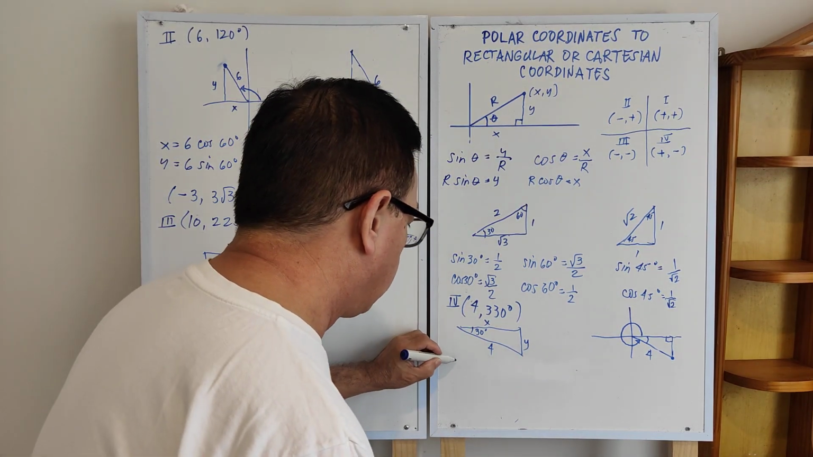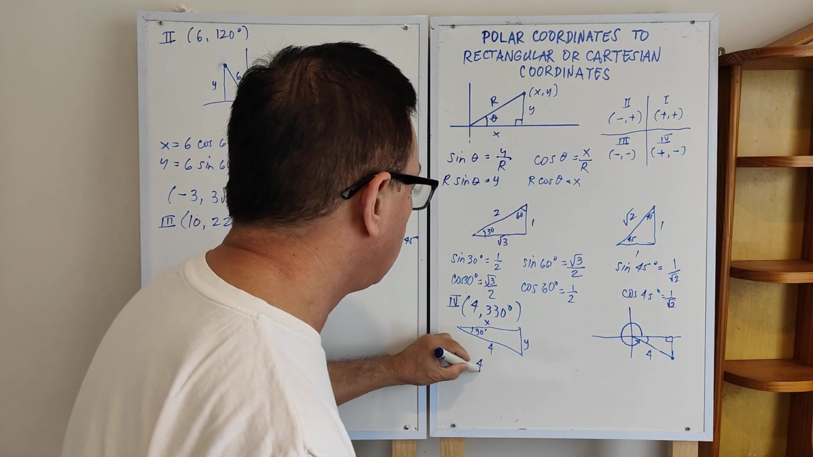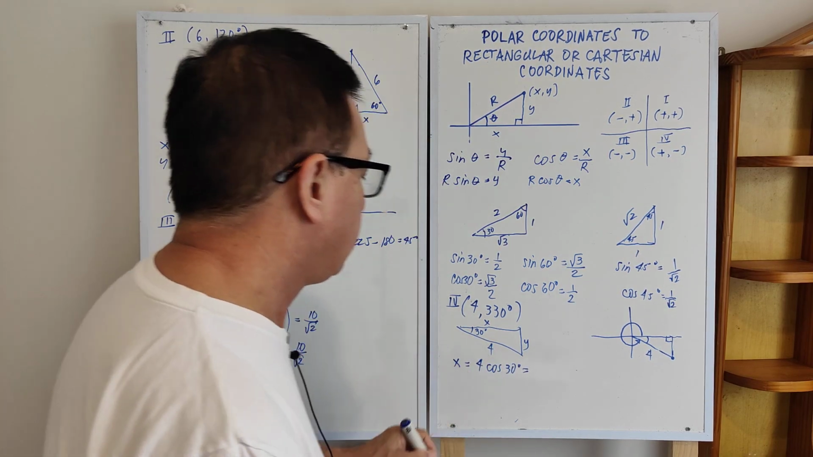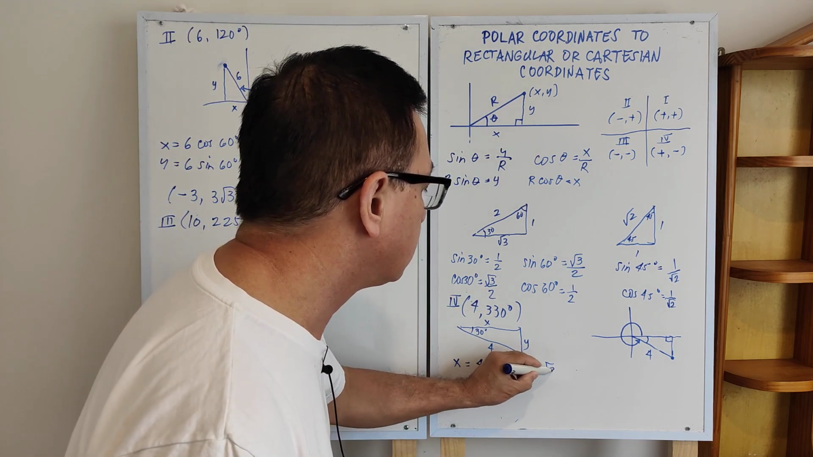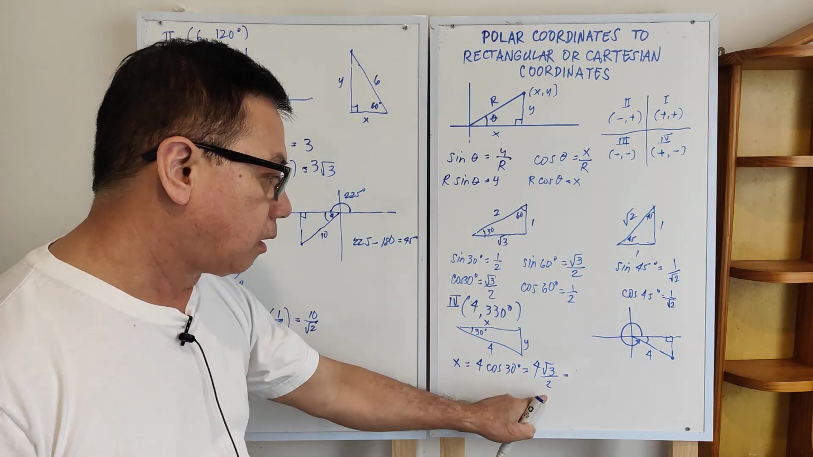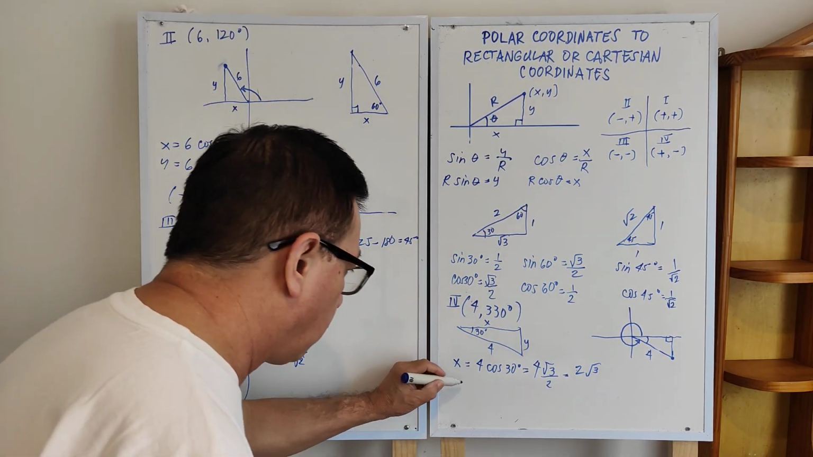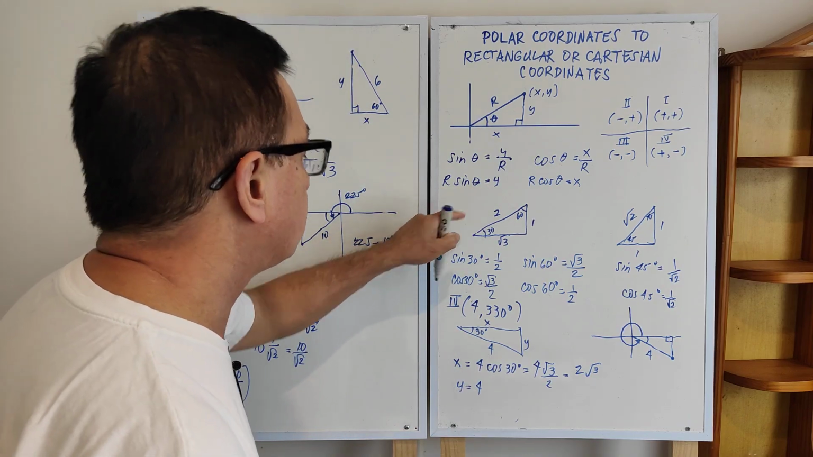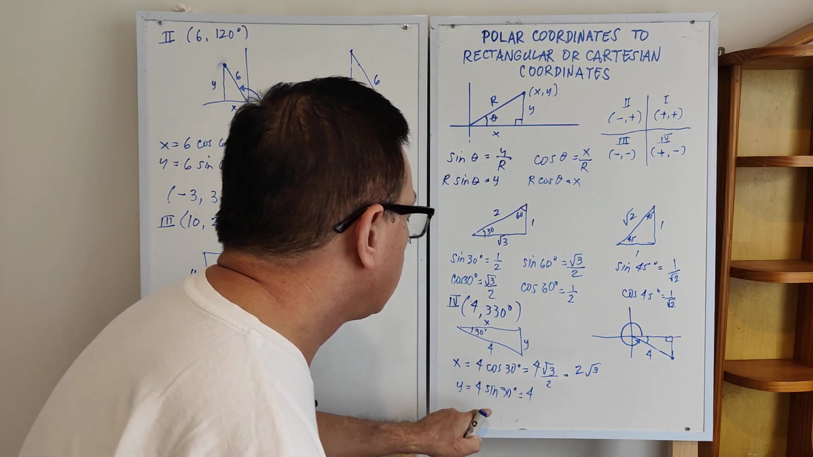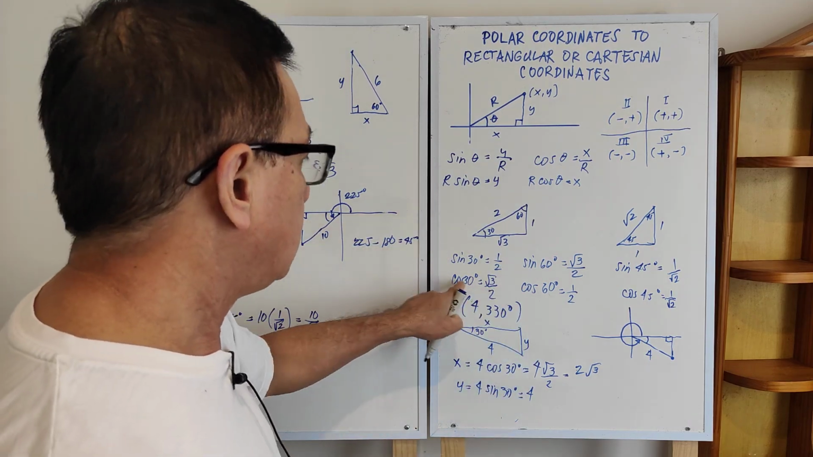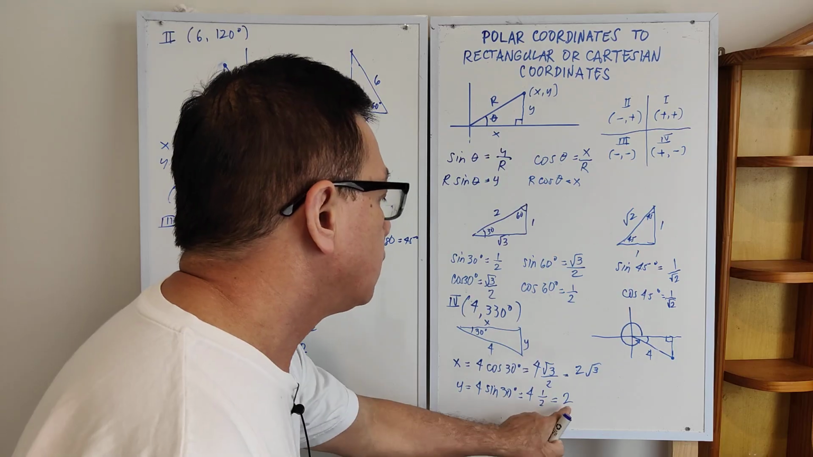So again, we just solve for the values of x and y. So x is r cosine theta. So your r is 4 cosine of 30 degrees. So 4 cosine of 30 degrees is square root of 3 over 2. So 4 divided by 2 is 2, so it will become 2 square root of 3. That's your x. Your y will be 4 sine theta, which is 30 degrees. So 4 sine 30 degrees is 1/2. So 4 divided by 2 is 2. So your y is 2.